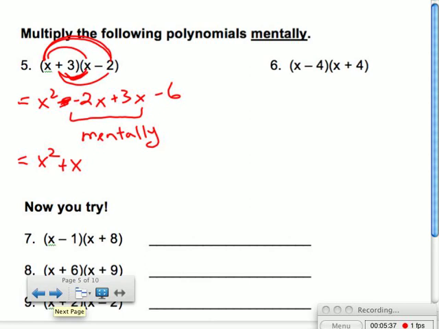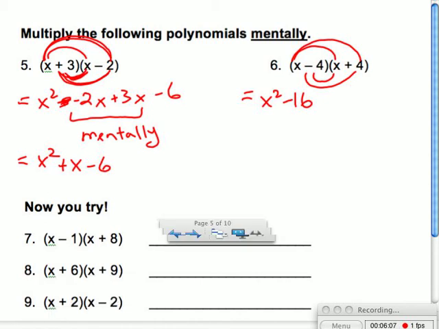If you don't like that, if you want to write it down, be my guest. So again, mentally what this would be is x squared. Then without writing anything down, you would say plus 4x minus 4x. And those end up canceling, so you have nothing, and then your last term would be minus 16. Again, like I said, if you never want to do it mentally and you always want to write that down, that's your choice.